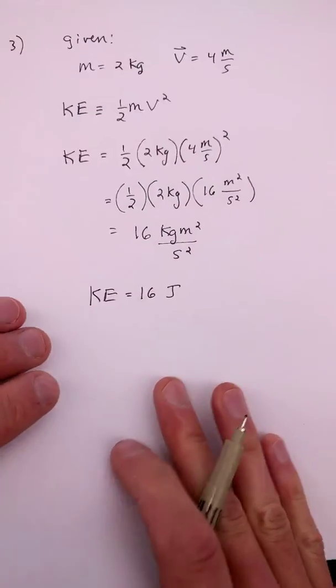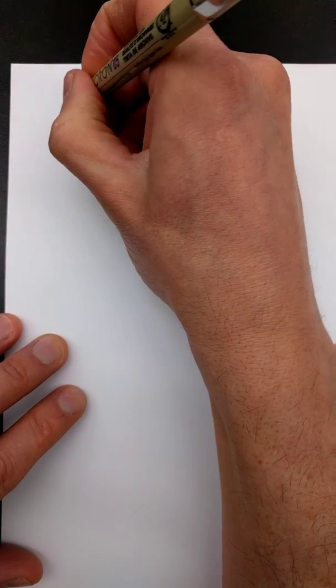And the last example, number 4. A 10-kilogram rock is suspended in the air at a height of 2 meters. How much gravitational potential energy does it have?